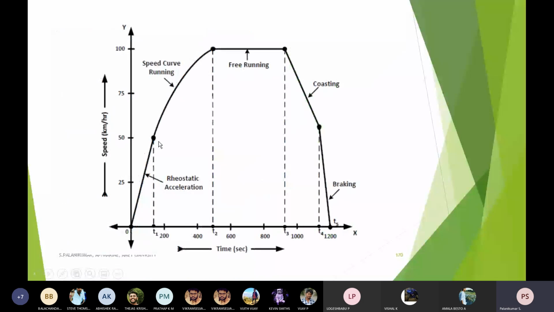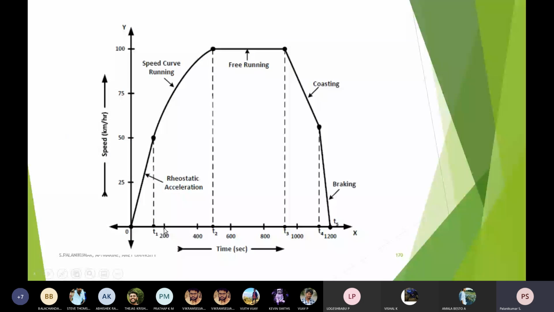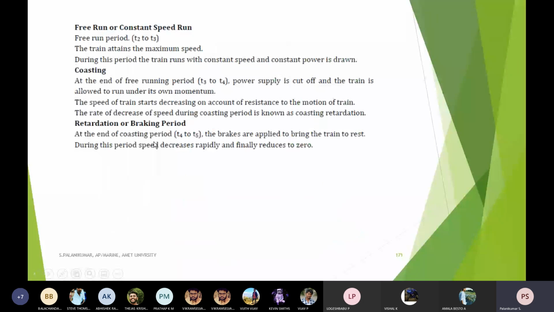Voltage will be constant, and current will be decreasing, because now there is no need for very high current to produce very high torque. It is only to maintain the particular speed, and the speed is going to increase only slowly, so automatically we can decrease the current.